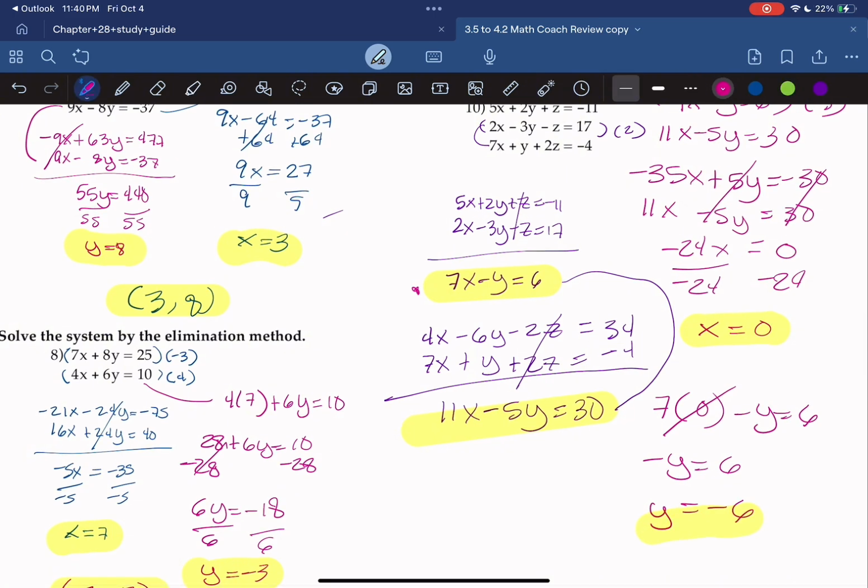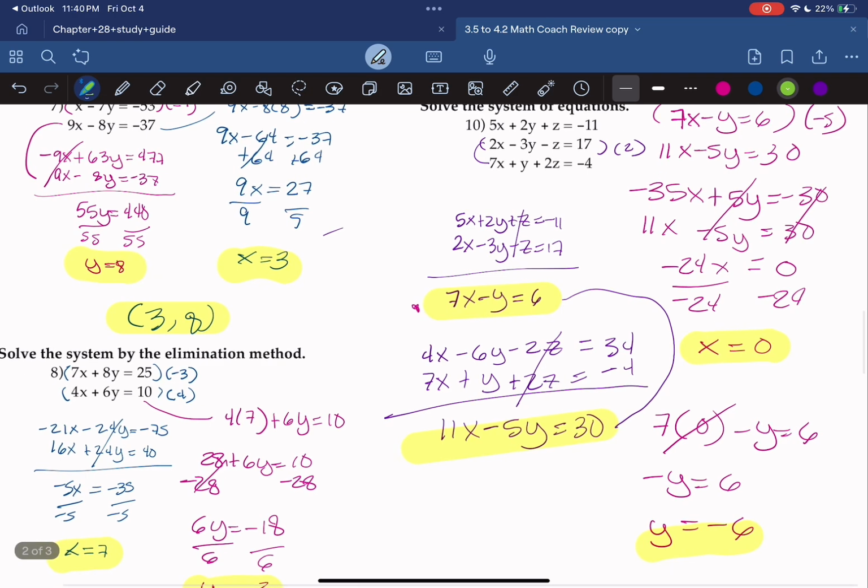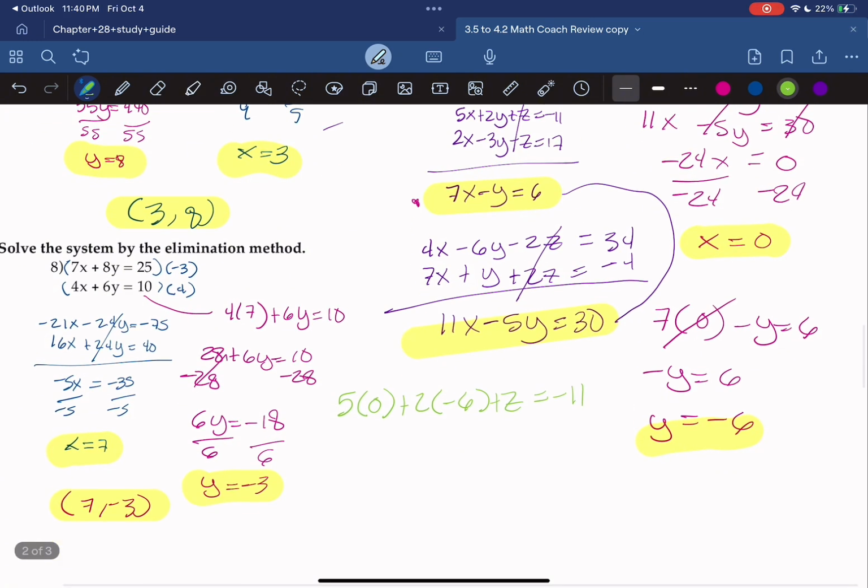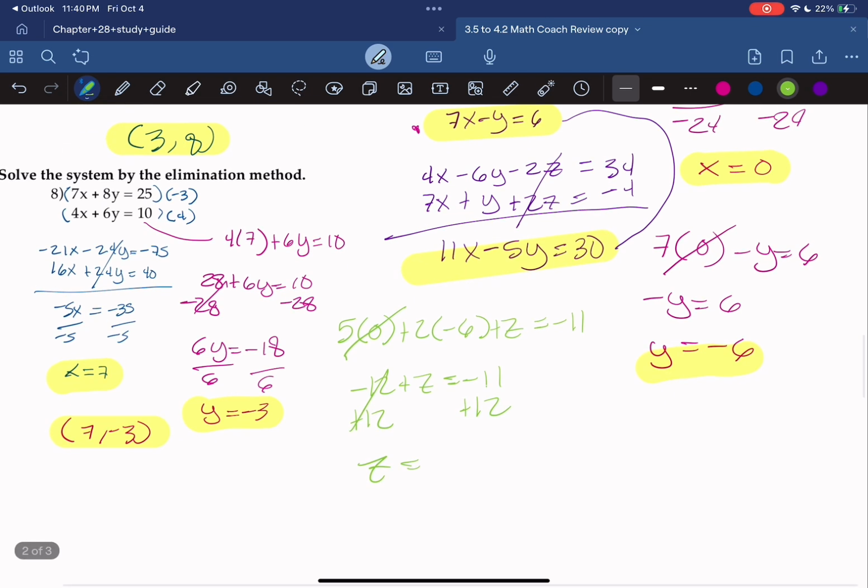And now let's plug it into one of the original equations so that we can find z. I'm going to plug it into this one. 5, we said x was 0, plus 2, y is negative 6, plus z equals negative 11. 5 times 0 is 0. 2 times negative 6 is negative 12, plus z equals negative 11, plus 12, plus 12. Z is going to give me 1.